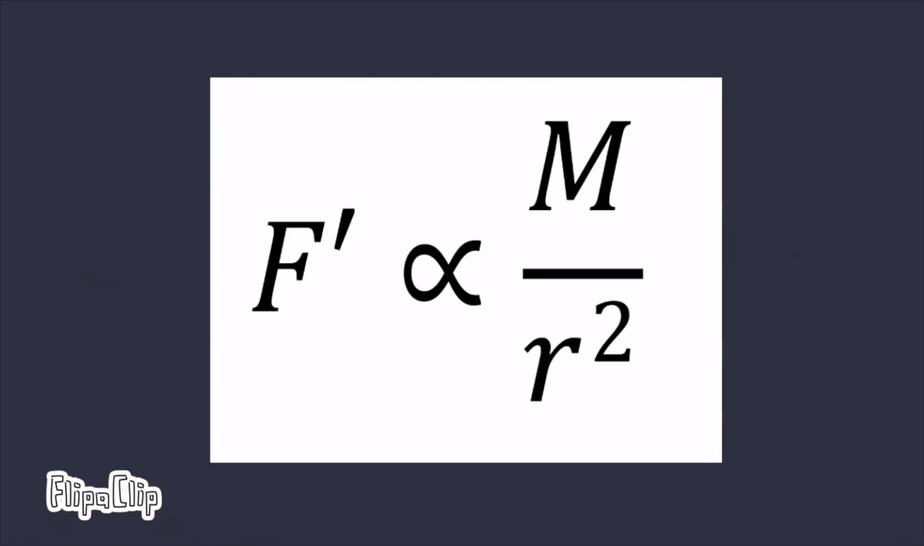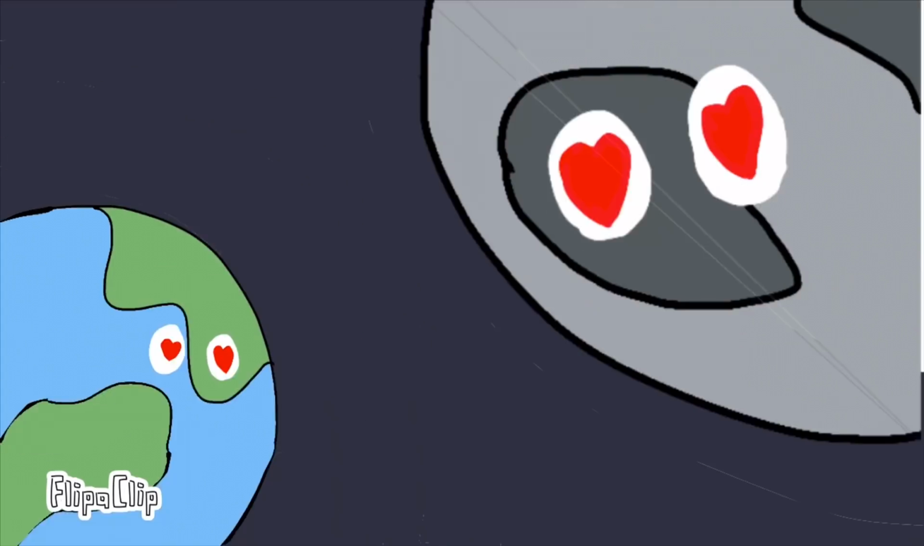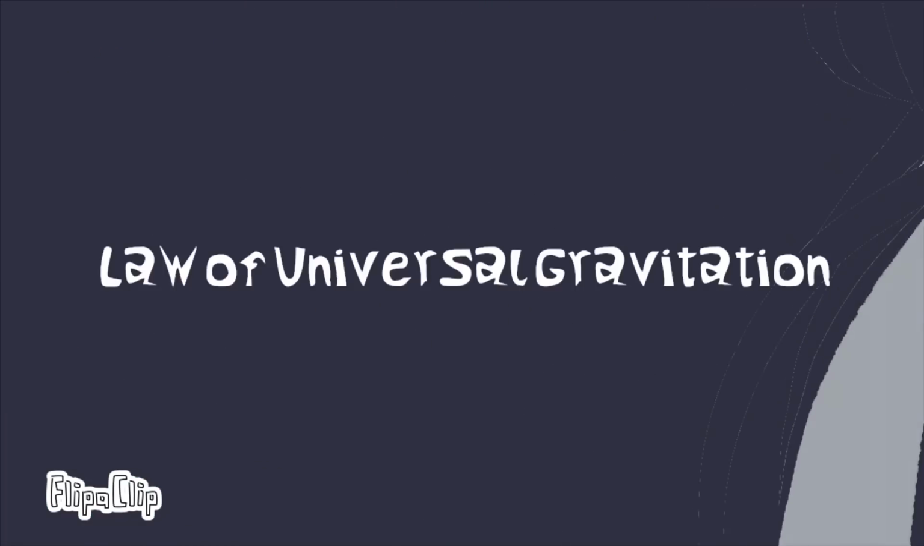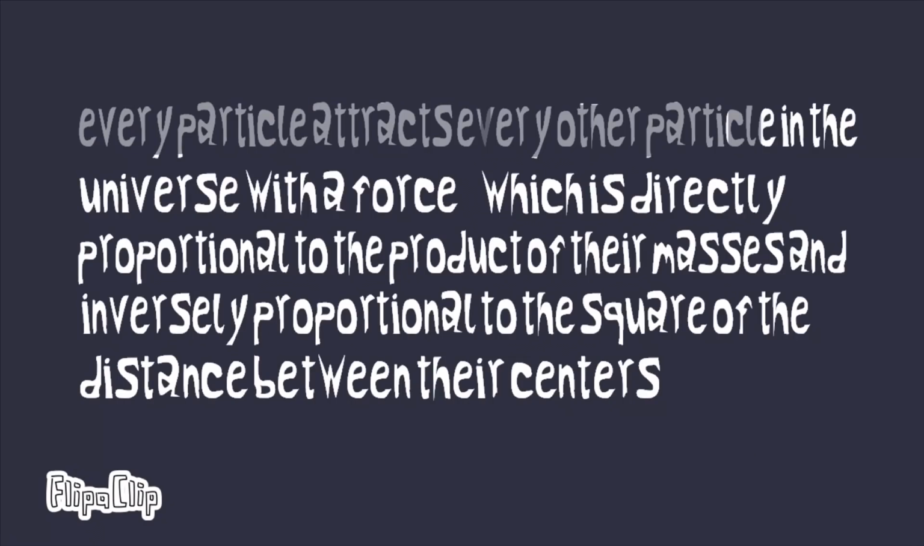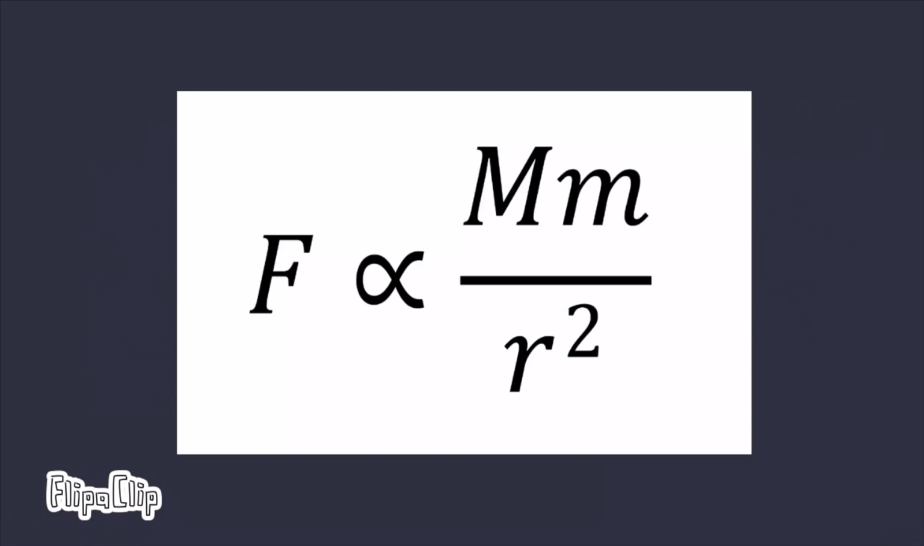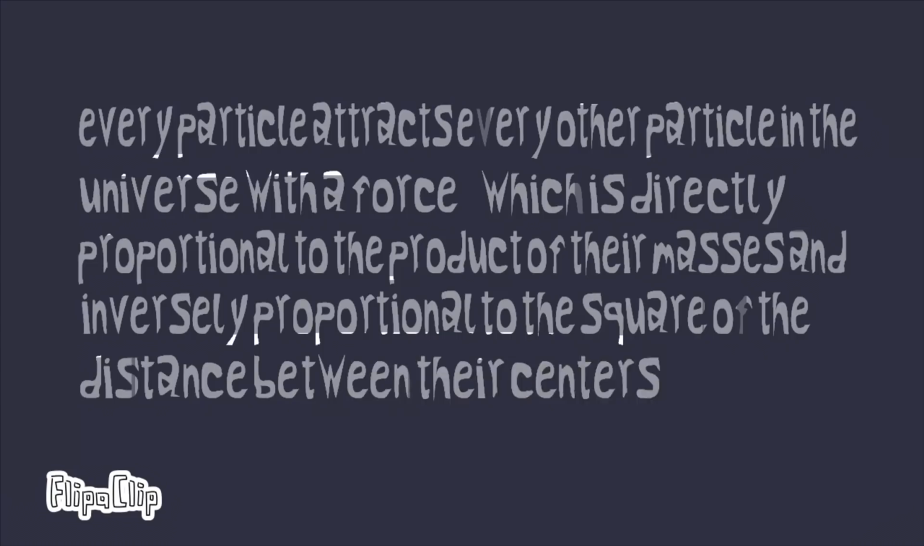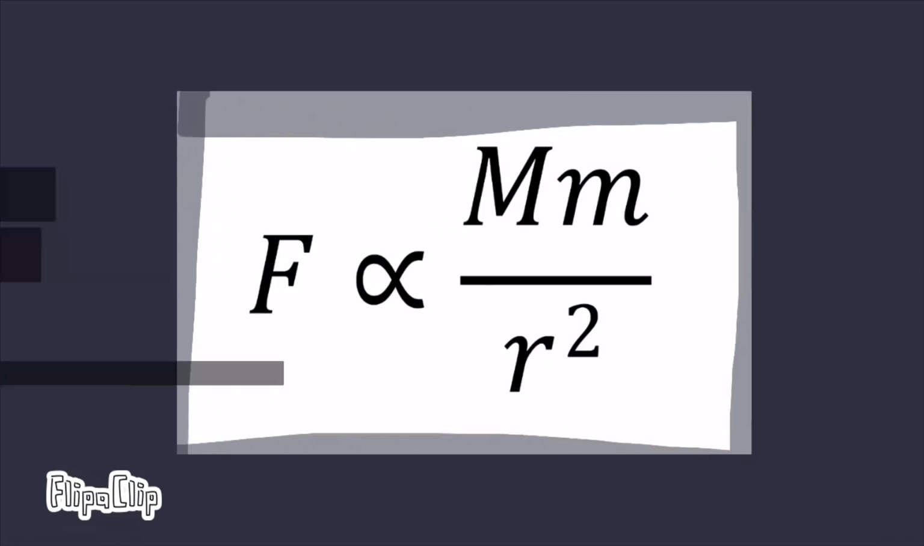By Newton's third law, for every action there's an equal and opposite reaction. Hence, F is also directly proportional to the mass of the other planet, denoted by big M. And so that is how we get the law of universal gravitation, which states that every particle attracts every other particle in the universe with a force that is directly proportional to the product of their masses and inversely proportional to the square of the distance between their centers.